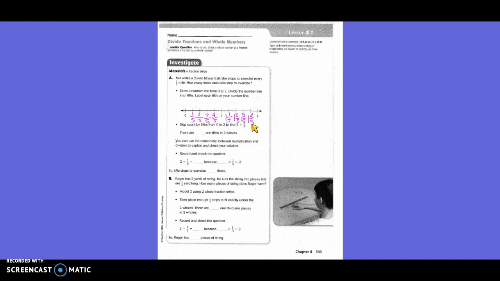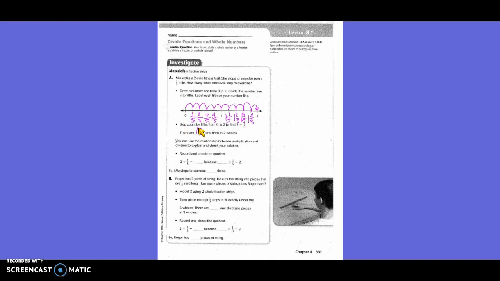So now they want us to skip count by fifths from 0 to 2 to find 2 divided by 1/5. So basically we're going to draw loops. So there's 1, 2, 3, 4, 5, 6, 7, 8, 9, 10. And then that's where we need to land. So how many 1/5s are in 2 wholes? 10. So I just did 10 loops.